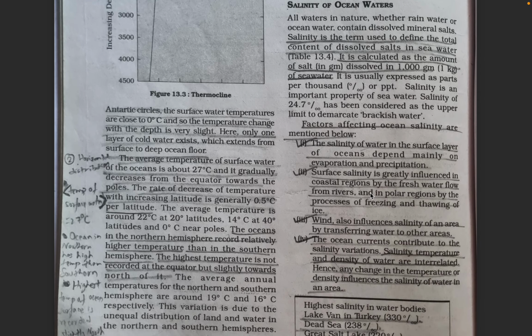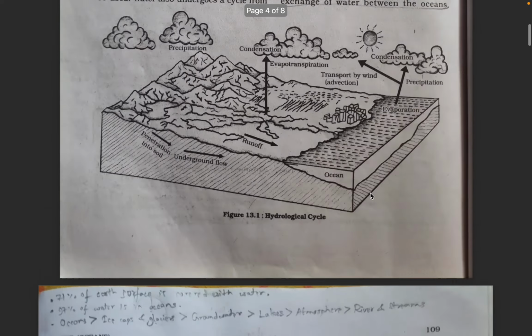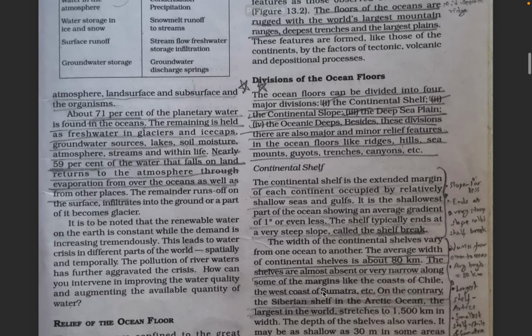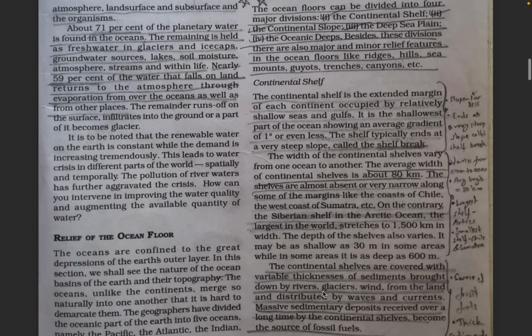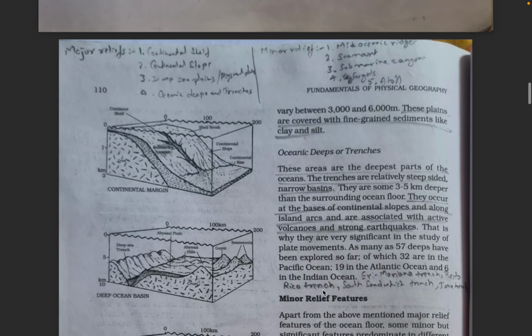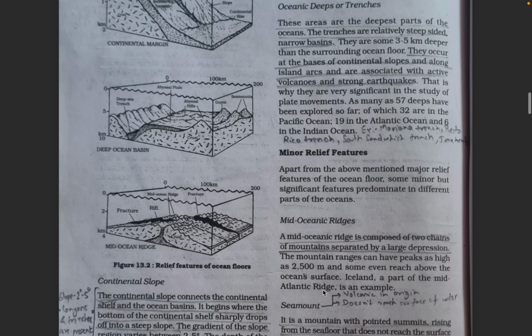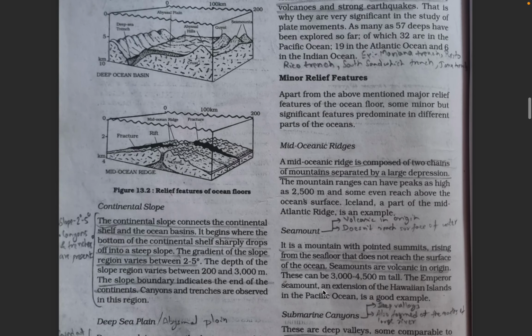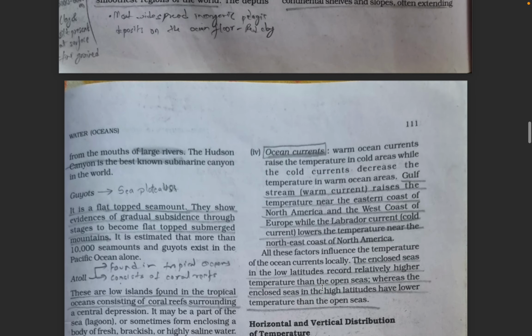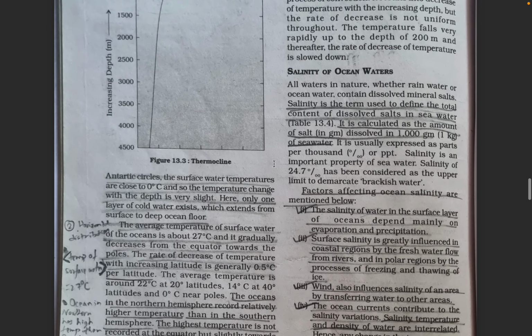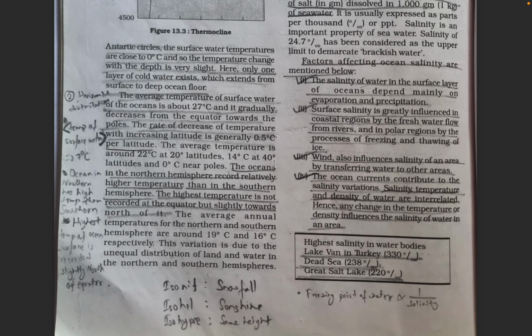Salinity of ocean water. Now we have what we have read till now. We have read about the hydrological cycle, just an overview, and then we went to relief: continental shelf, continental slope, deep sea plains and the oceanic trenches. Then we covered mid-oceanic ridges, seamounts, submarine canyons, guyots and so on. We have seen the factors that affect the temperature distribution of oceans, both the vertical distribution and the horizontal distribution.